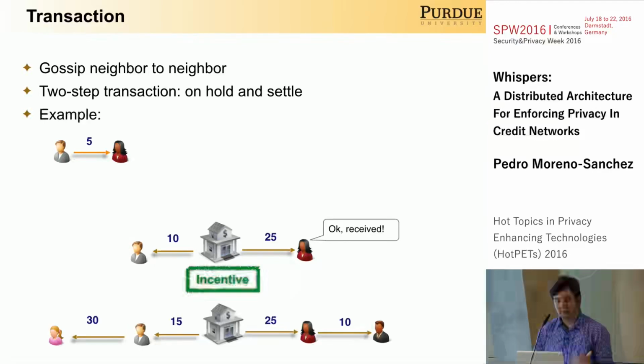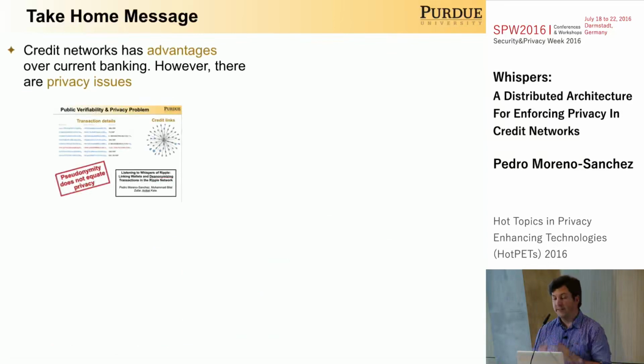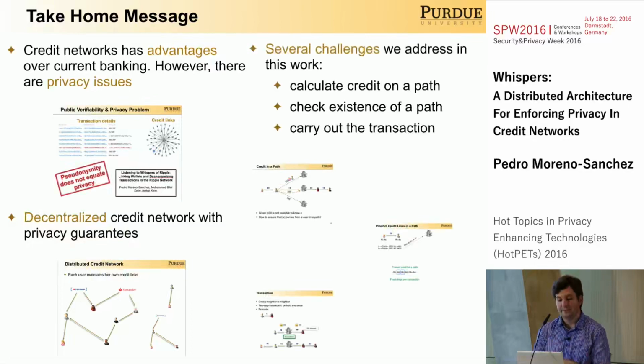And in the last 30 seconds that I have, let me show you the take-home message from this talk. The idea is that we have seen that credit networks have several advantages over the current banking system. However, there are some privacy issues that we need to solve. In this work, we propose the use of a decentralized credit network that achieves privacy guarantees. And we also saw that there are several challenges that we need to address. In this work, we show how to address the challenge of how to calculate credit on a path, how to check the existence of a path, and finally, how to actually carry out a transaction.